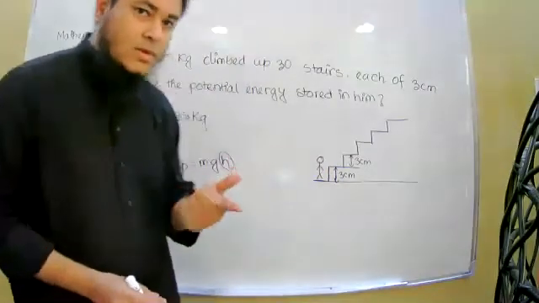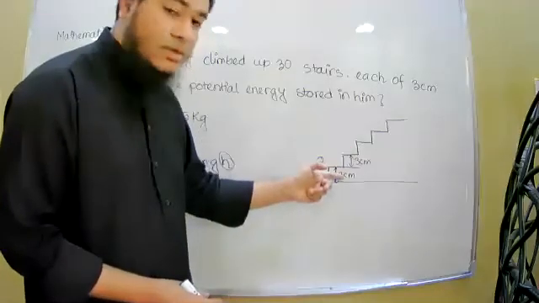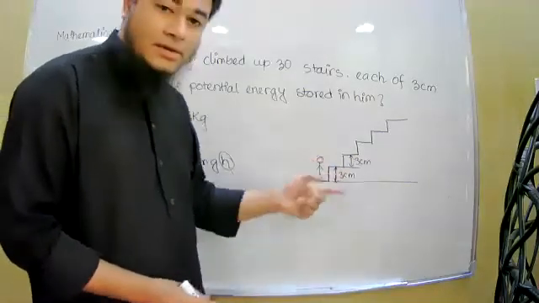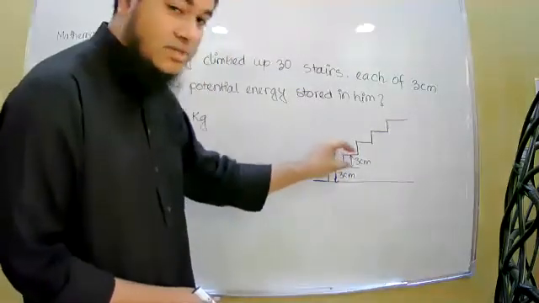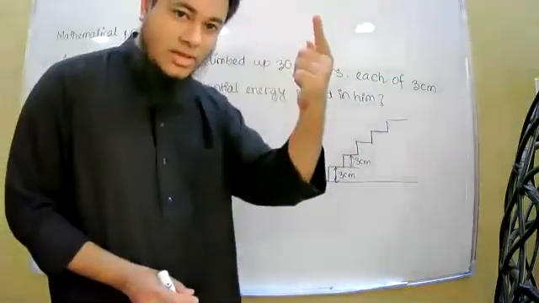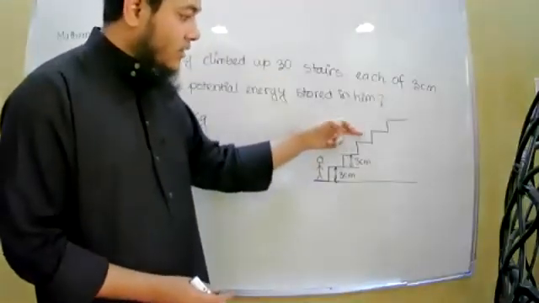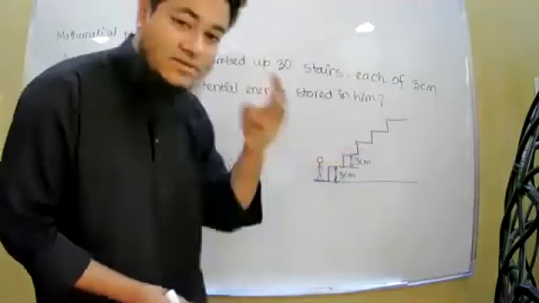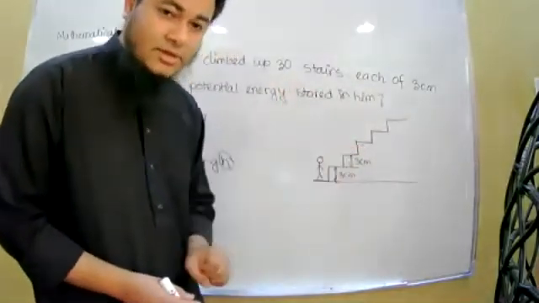Yes, sir. So when he goes to the second stair, he will be at 2 into 3 centimeter height from the ground, right? 3 centimeter, 2, 3 centimeter high from the ground. So when he goes to the third one, 1, 2, 3, 3 centimeter height from the ground. So total 9 centimeter, correct?